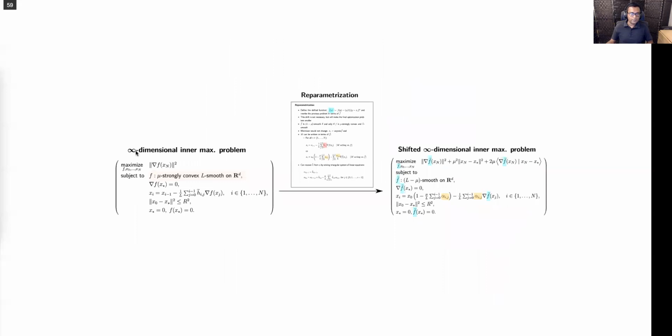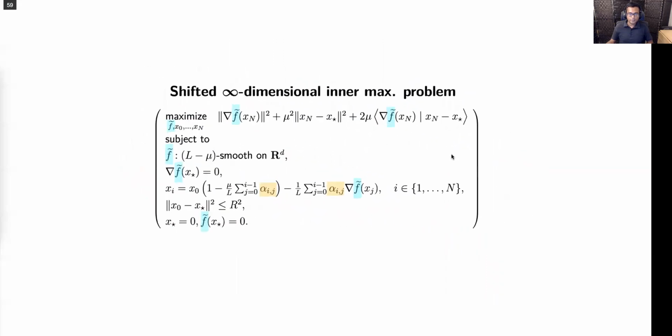Okay, so we had the infinite dimensional inner maximization problem. We apply the reparameterization, and we have this shifted infinite dimensional inner maximization problem. Now note that at this point, everything has been written down in terms of f tilde, and our new optimization variable with respect to the outer optimization will be alpha now.